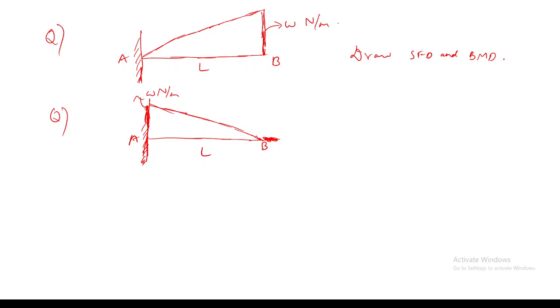Sir, bending moment is always zero at the free end. Yeah, at the free end bending moment will always be zero until and unless you are having a concentrated moment at the point B.